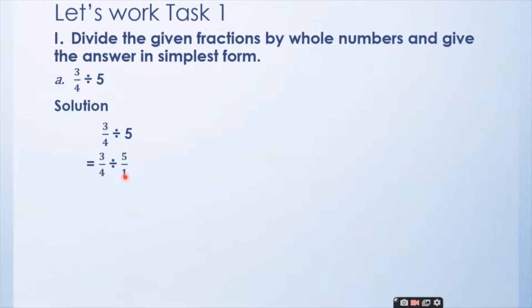Now do the steps. Step 1 is write the first fraction as it is. We write the first fraction 3 upon 4 as it is. Step number 2 is change the division sign into the multiplication sign. And step number 3 is flip the second fraction to write the reciprocal. The second fraction is 5 upon 1, and its reciprocal is 1 upon 5. Now 3 multiplied by 1 and 4 multiplied by 5. 3 1s are 3 and 4 5s are 20. This is the answer.